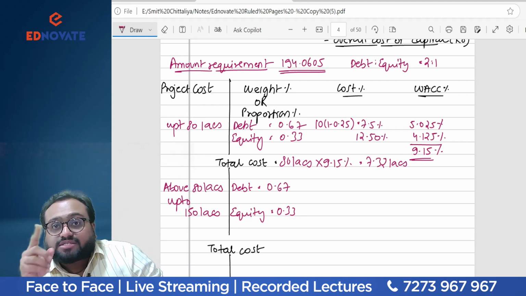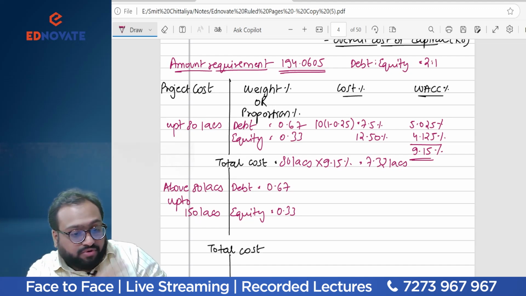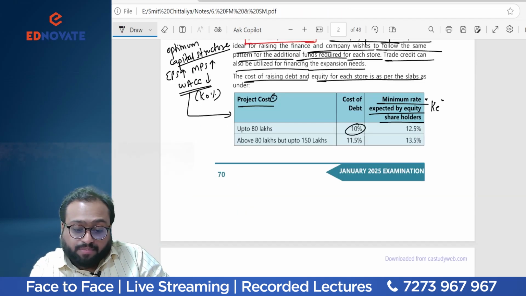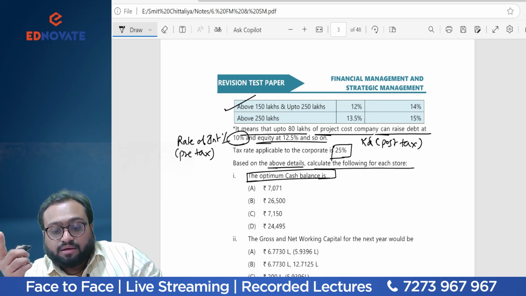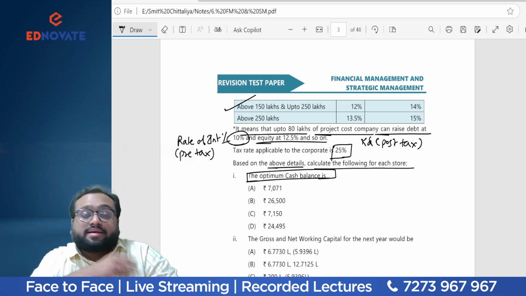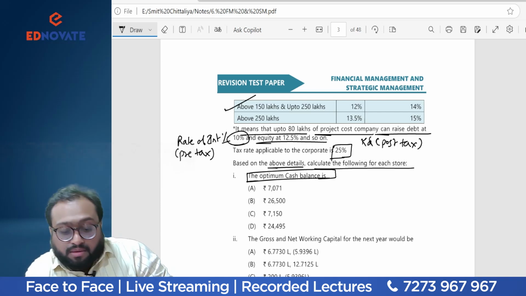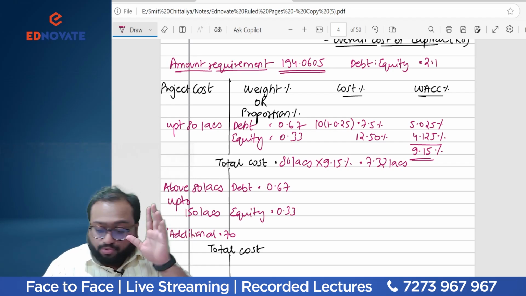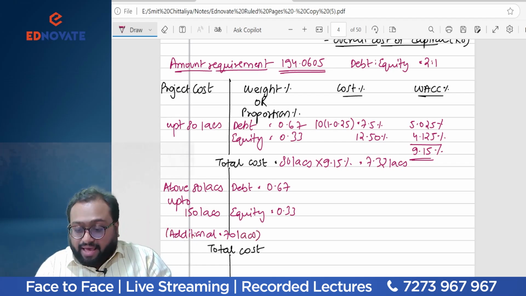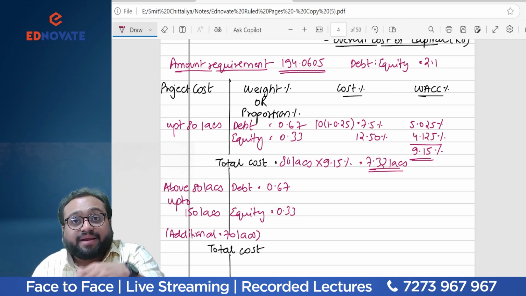I require 194.0605. So it is over and above 150 lakhs. We won't go to the fourth slab because the fourth slab is about 250 lakhs. We'll be stopping at the third slab above 150 lakhs. So slab by slab I need to calculate. Up to 80 lakh, how much cost I'll need to incur. Up to 150 lakh, how much cost will be incurred. Because here I am additionally borrowing 70 lakhs, additional fundraising of only 70 lakhs. Up to 80 lakhs, I will borrow and I'll incur a cost of 7.32 lakhs. For the additional 70 lakhs, there will be an additional cost.